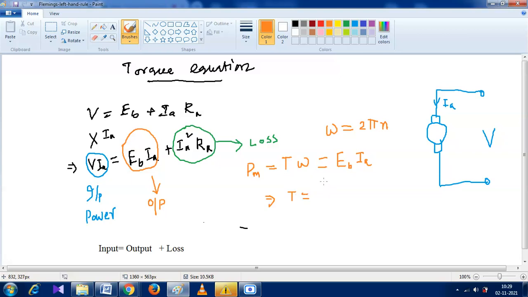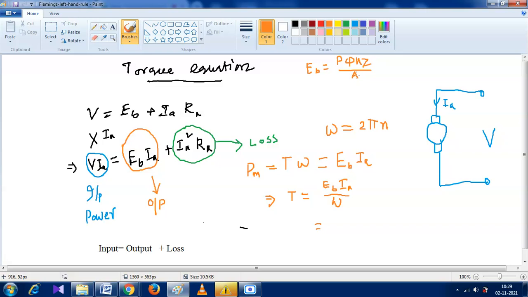So we can write T equal to Eb Ia by omega. What is the value of Eb, or say what is the expression of Eb? Eb is equal to P phi Z N by A.